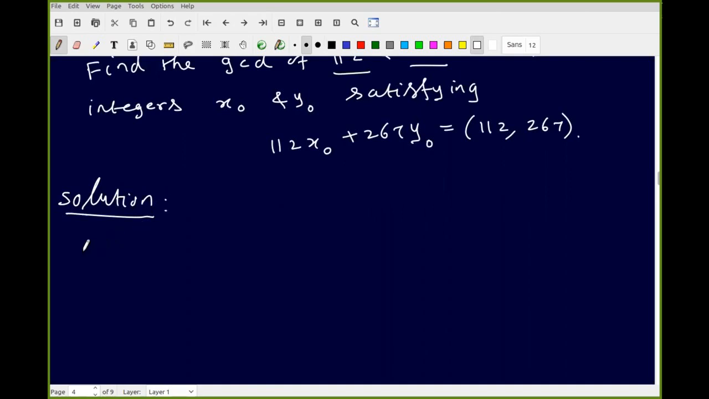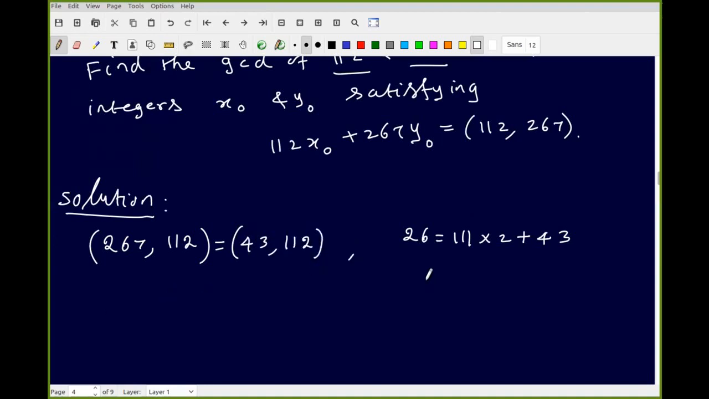So Euclidean algorithm is a repetition of division algorithm many times. So we start with the application of division algorithm on 267 and 112. We are going to find the GCD of this, and we are going to replace 267 by the remainder produced by the division of 267 by 112. Okay, so by the division algorithm 267 can be written as 112 into 2 plus 43. So we are replacing 267 by 43.